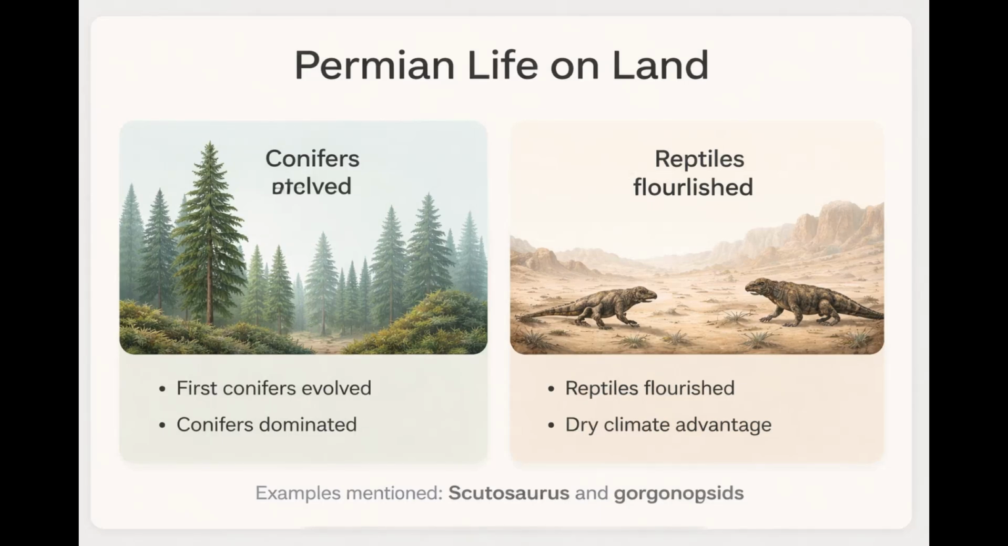Biologically on land, the Permian saw the first conifers evolve, and then conifers came to dominate many terrestrial landscapes. Reptiles flourished in the new dry climate, since they're generally better adapted to drier conditions than amphibians. The material specifically mentions Scutosaurus and Gorgonopsids as animals that filled parts of this arid landmass, illustrating how ecosystems were changing under the Pangaea climate.